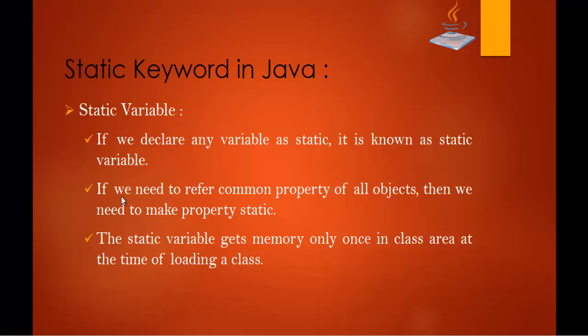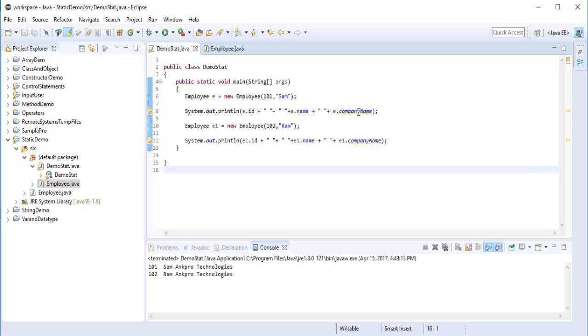If we need to refer to a common property of all the objects, then we need to make that property static. That's what I've done here. I have a property called company name, and that property should be common to all the objects.